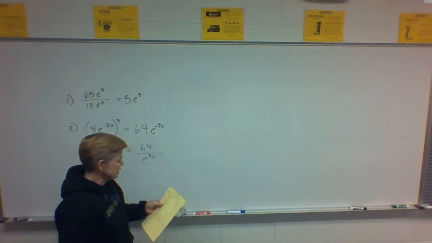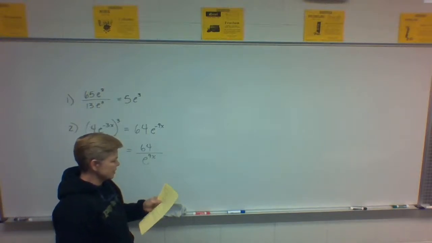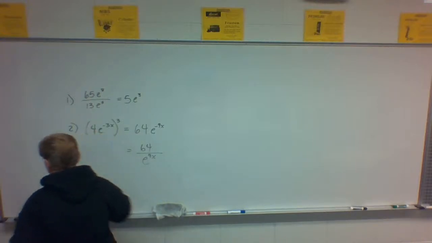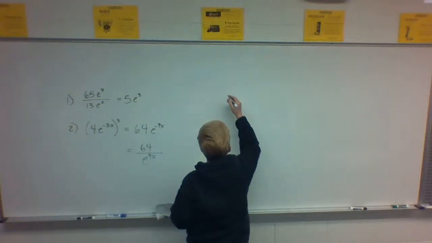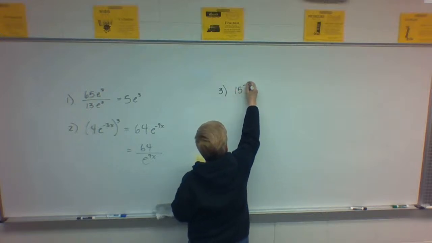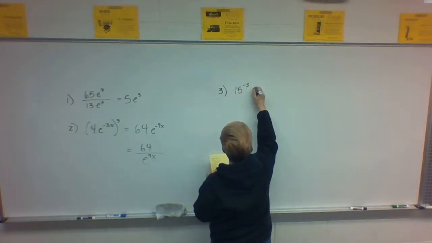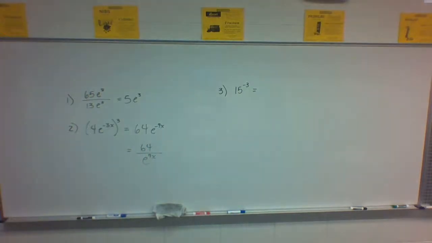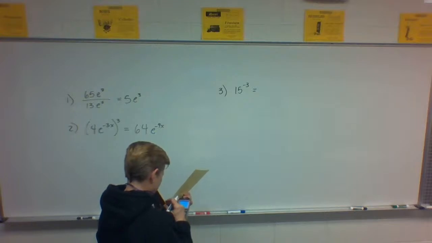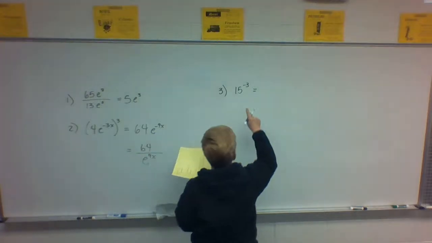Anyway, the next instruction says, rewrite the equation in logarithmic form. It looks something like this. Hmm. 15 to the negative 3 equals, oh boy, I gotta make sure this works out right. Hang on. That's not what I want. Don't write that down.